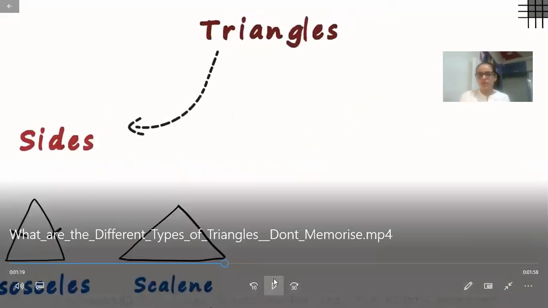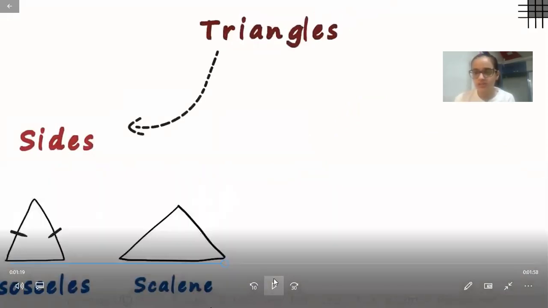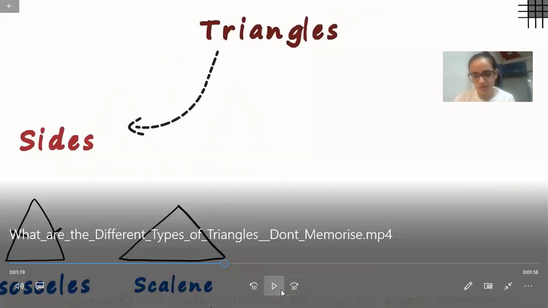Yes, all of you. Tell me what are the classification of triangles based on their sides? The three types we have already seen. I hope you can answer my question. Let us proceed ahead now.